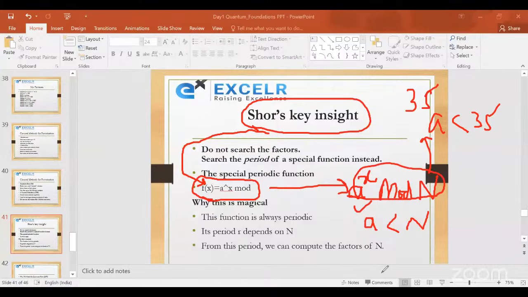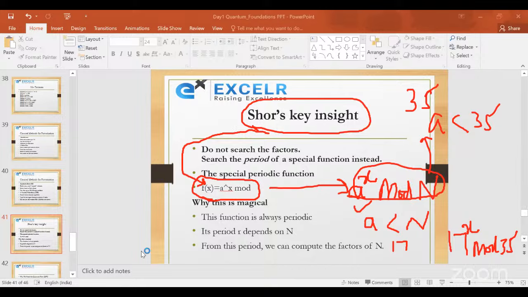Another restriction we will impose when we go on to the main Shor's algorithm. But here I am telling you this is the periodic function, a^x mod n. Suppose we are taking a less than 35. Suppose we are taking 17. Then this function takes the form 17^x mod 35. This is a modulo function.